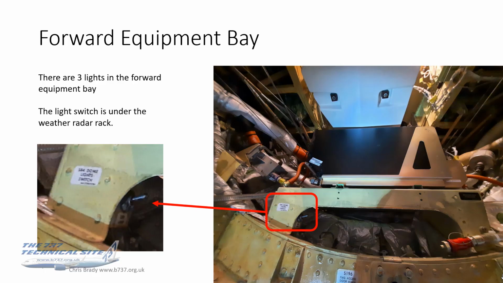In the forward equipment bay, there's 3 lights up there and a single light switch which is just under the weather radar rack. So as you pop your head in the hatch, look forward, the switch is just there on the left if you're facing forward.